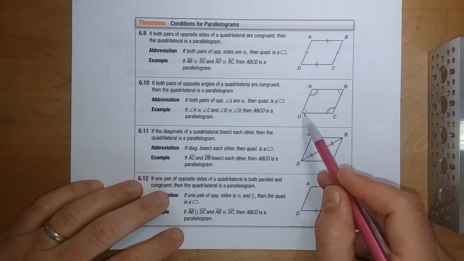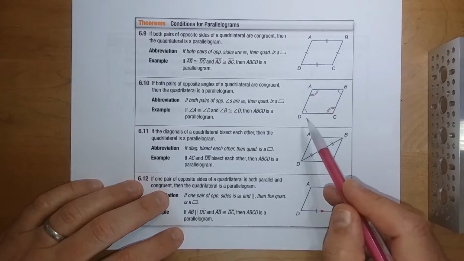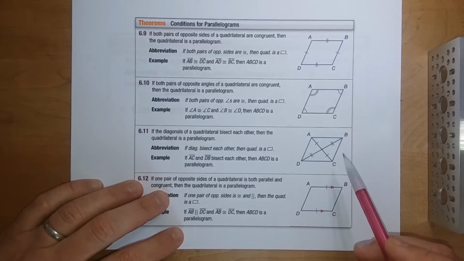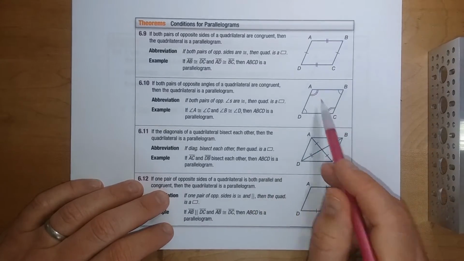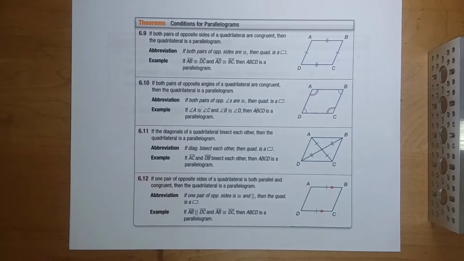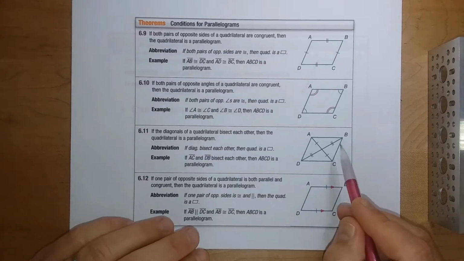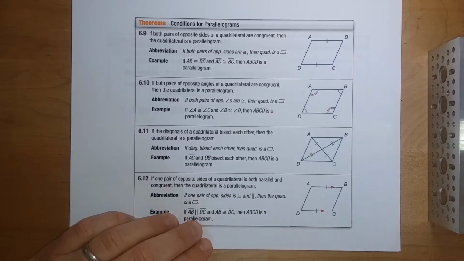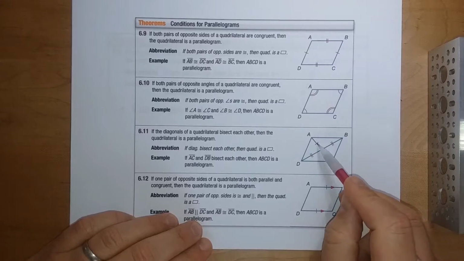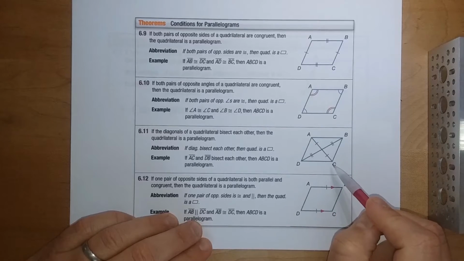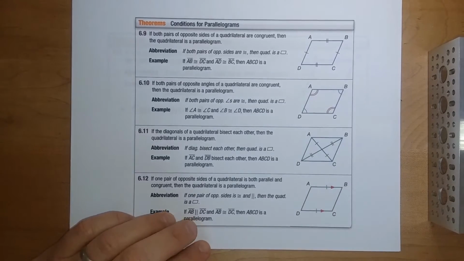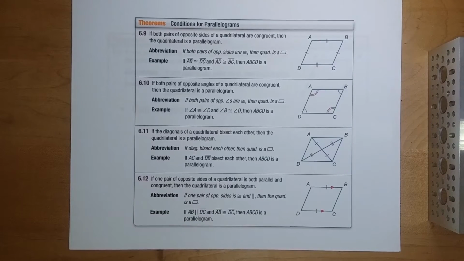If both pairs of opposite angles are congruent to one another, here B and D are congruent and A is congruent to C, then your quadrilateral must be a parallelogram. We also learned in 6-2 that in all parallelograms, the diagonals bisect each other. So if you have a quadrilateral where the diagonals bisect each other like this, you know that must be a parallelogram.